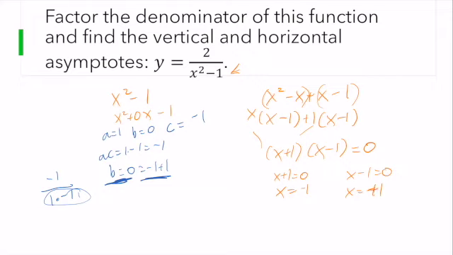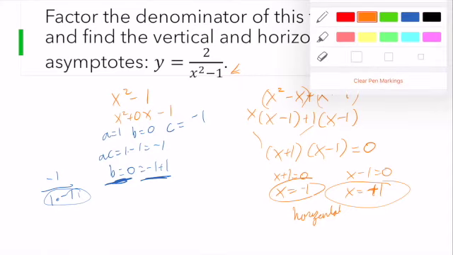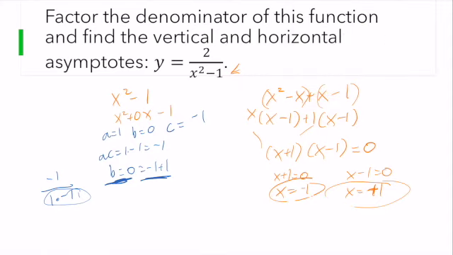These vertical lines, right? X equals -1, it's graphically a vertical line. These are going to be my vertical asymptotes.